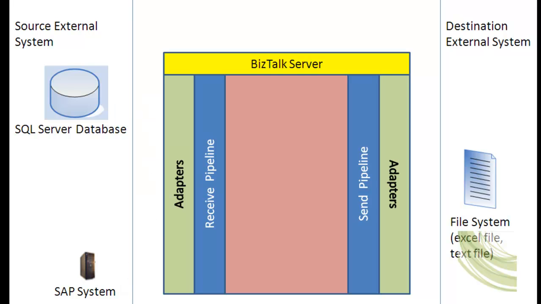You heard it right. Pipelines help to transform the data from one format to XML format. But it also helps in transforming from XML format to other formats. So it helps both ways, one format to XML format or from XML format to other format. To do this job, we have two pipelines. One is receive pipeline and the other is send pipeline.